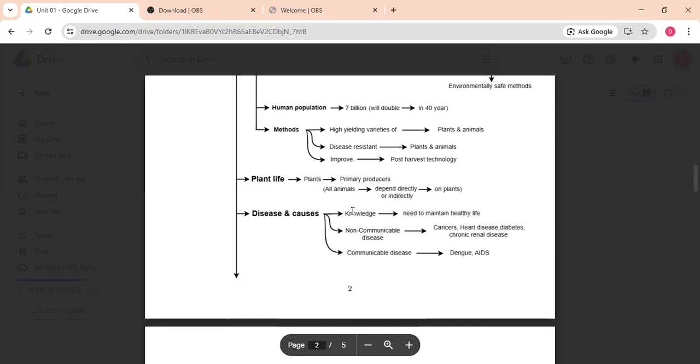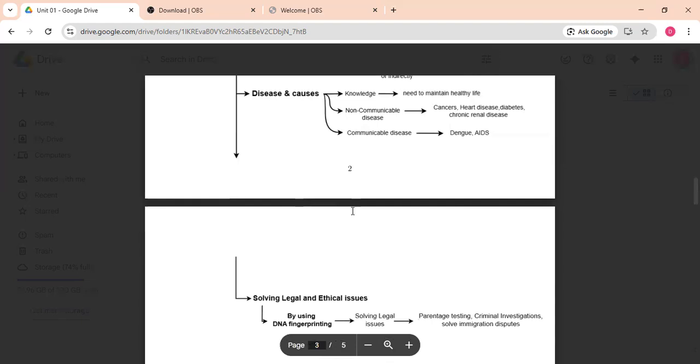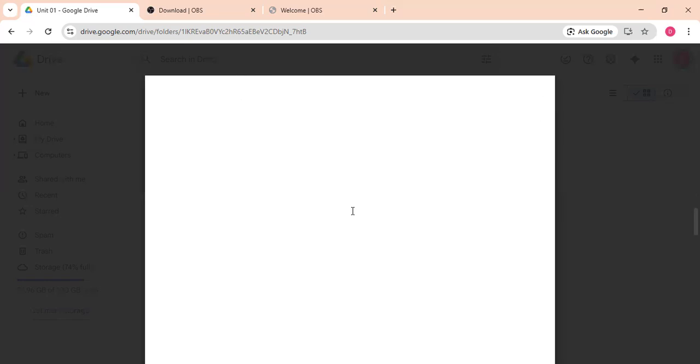Then plant life: plants are the primary producers. All animals depend directly or indirectly on plants. Diseases and causes: when you study diseases and causes, you get the knowledge needed to maintain a healthy life. There are non-communicable diseases like cancer, heart disease, diabetes, chronic kidney disease, and communicable diseases like dengue and HIV, AIDS. Right? Then solving legal and ethical issues: by using DNA fingerprinting, we can solve legal issues like parentage testing, criminal investigation, and solving immigration disputes.